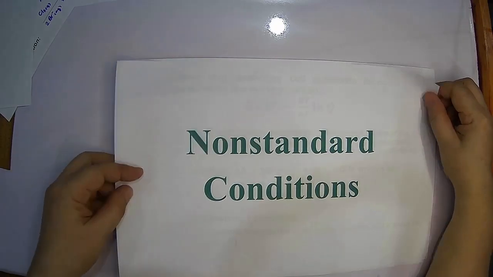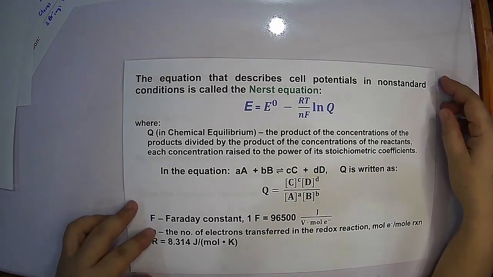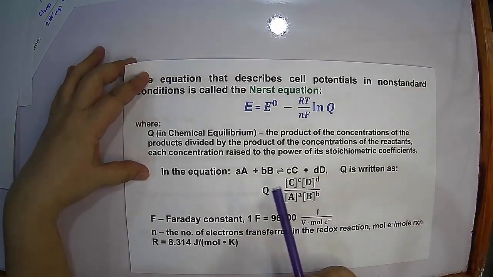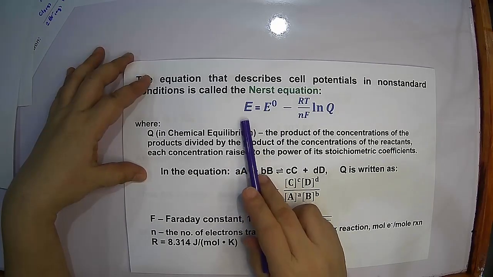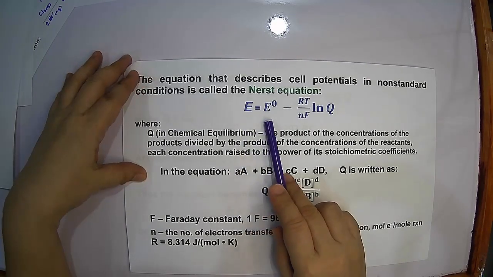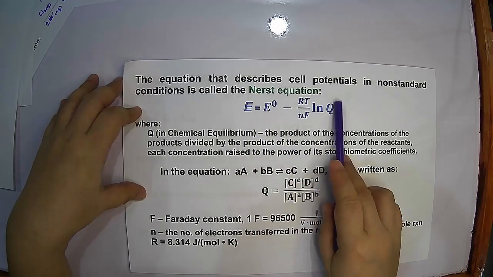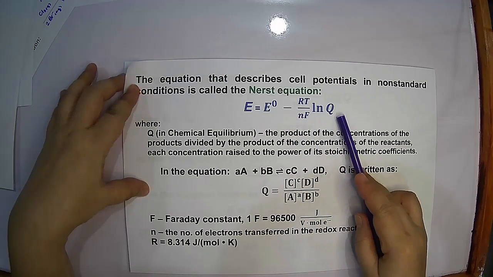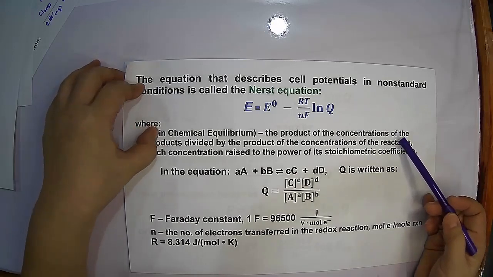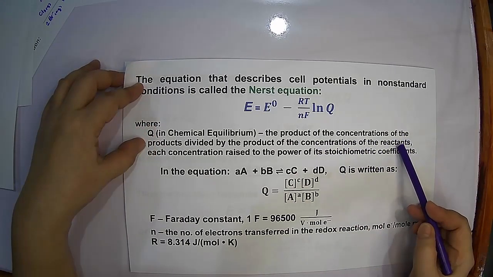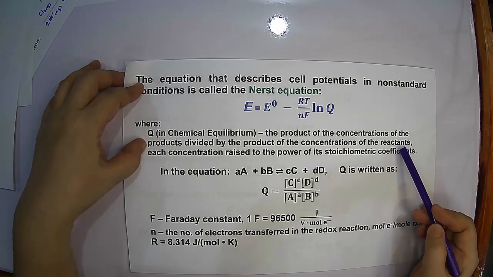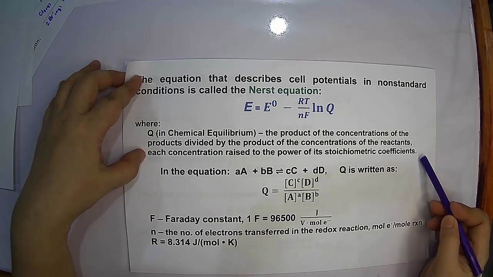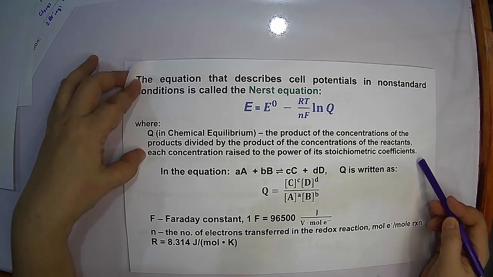Okay, for non-standard conditions, the equation that describes the cell potential is called the Nernst equation. The formula is: the potential at a non-standard condition equals the potential at the standard condition minus this factor, RT over NF, times the natural logarithm of Q. Where Q, as in chemical equilibrium, is the product of the concentrations of the products divided by the product of the concentrations of the reactants, each concentration raised to the power of its stoichiometric coefficient.